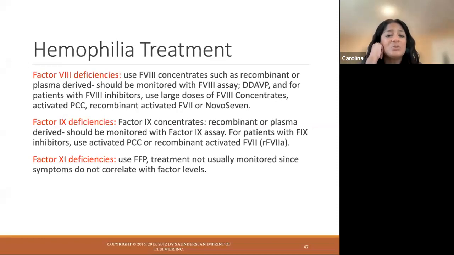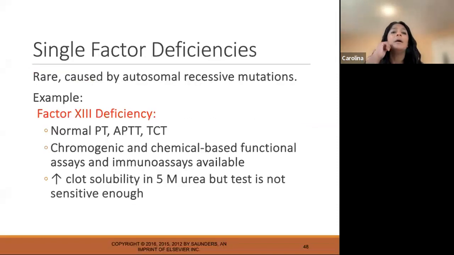The treatment is not usually monitored since the symptoms don't really correlate with the levels that the factor is at. So you just have to pretty much keep treating the patient until the patient is well. There are other single factor deficiencies, but they're just rare and caused by autosomal recessive mutations.